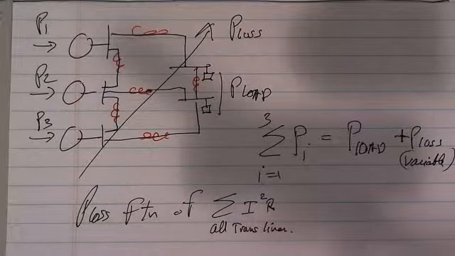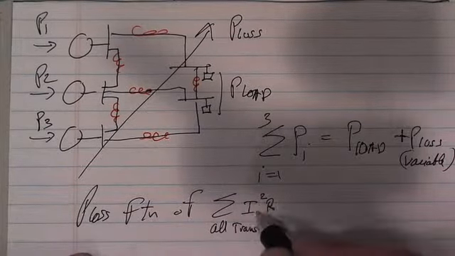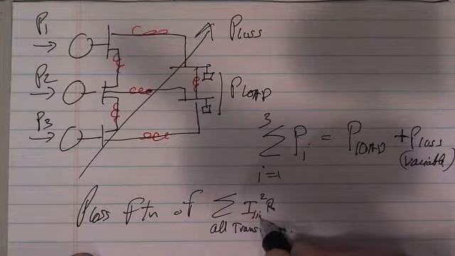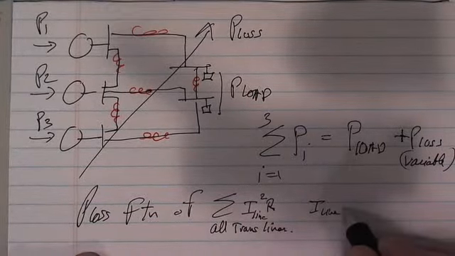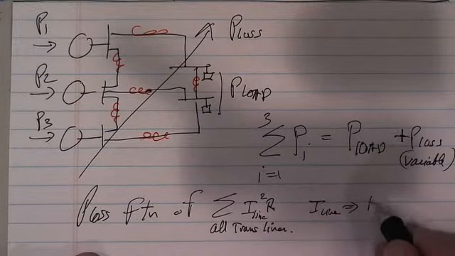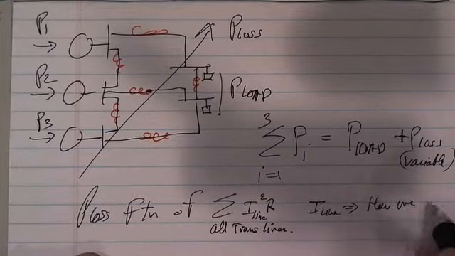I once had a long argument with a guy about corona losses, and that is not something that we're going to get into. It's not that big, but I squared R is the problem that we're worried about. And so if this is the current, we call that I line, then I line is a function of how we generate.